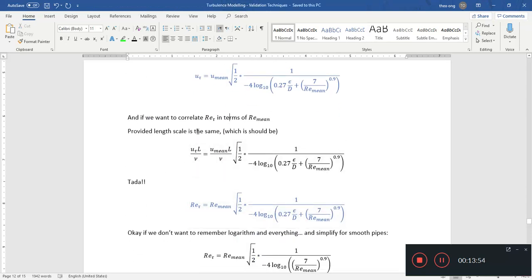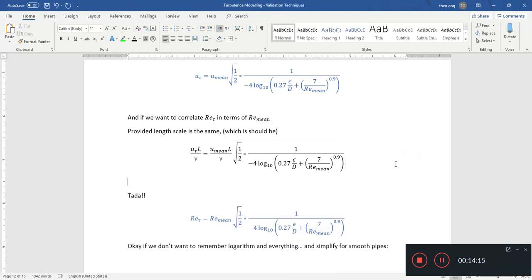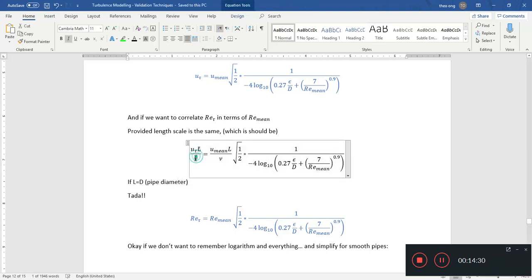So, sure, we multiply both sides by this L over nu, where L is the length scale of the pipe and nu is the kinematic viscosity. The length scale of the pipe is of course the diameter, so this L equals D. If L equals D, the pipe diameter, then we just have UD over nu.